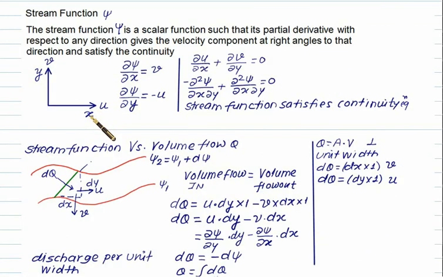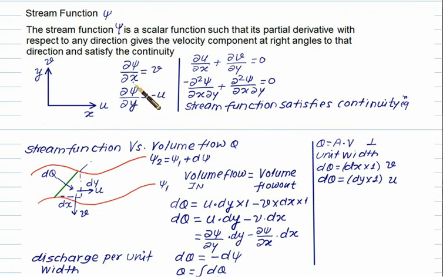Another kinematic tool we have is the stream function, represented by psi. The stream function psi is a scalar function such that its partial derivative with respect to any direction gives the velocity component at right angles to that direction, and it will satisfy the continuity equation. But the stream function is only defined for two-dimensional flow. We have the u component along the x direction and the v component along the y direction. If we partially differentiate psi with respect to x, we get the velocity perpendicular to it.